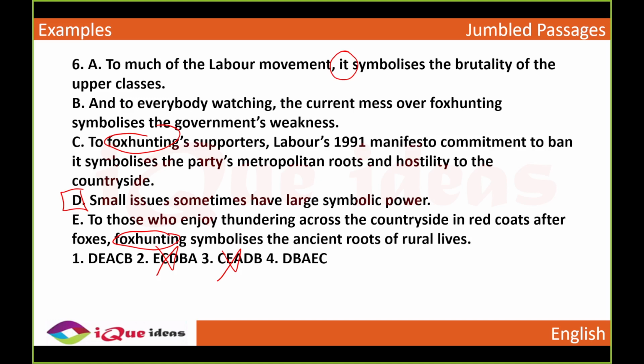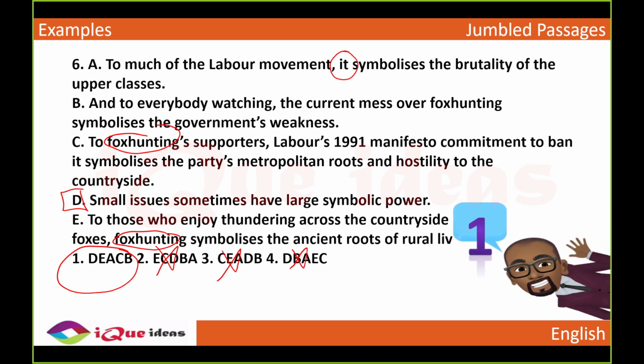लेकिन D के बाद B अगर पढ़ूं तो small issues sometimes have large symbolic power and to everybody watching. अब B में जो and है उसके आगे कुछ तो होना चाहिए. पहले कोई देख रहा है and कुछ कर रहा है and somebody is watching. तो D के बाद B does not make great sense. Then DEACB is the only option with which I am left. So I would go with DEACB.